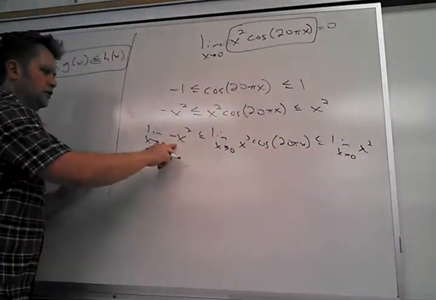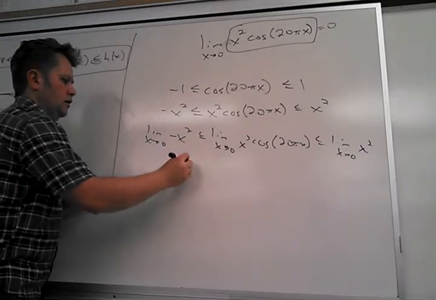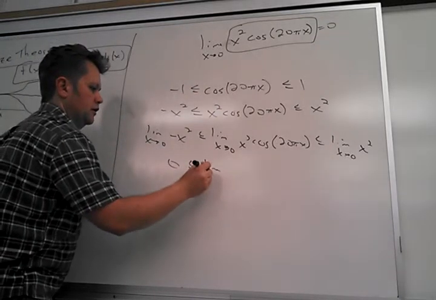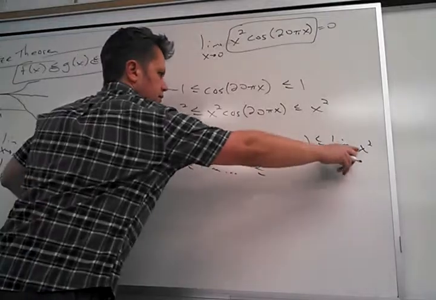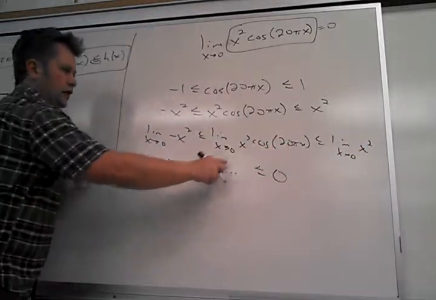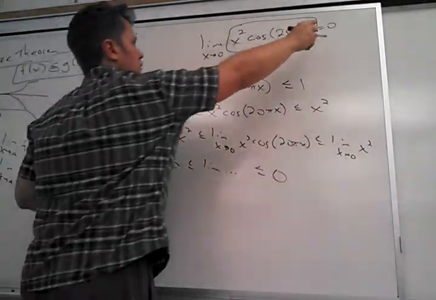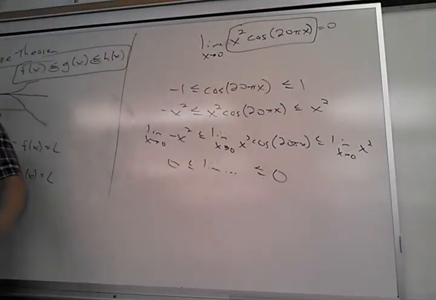All right, what's the limit as this goes to 0 of negative x squared? 0. It's crazy. And then the limit that we are interested in, blah, blah, blah. Limit as x goes to 0 of x squared. Therefore, the limit as x goes to 0 must be 0. Done. Squeeze them.